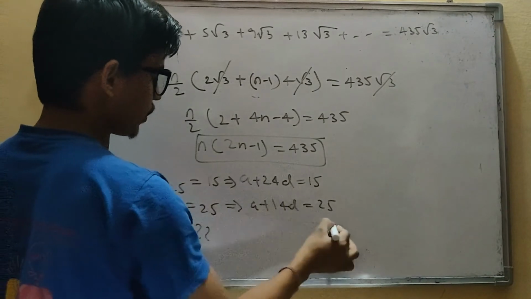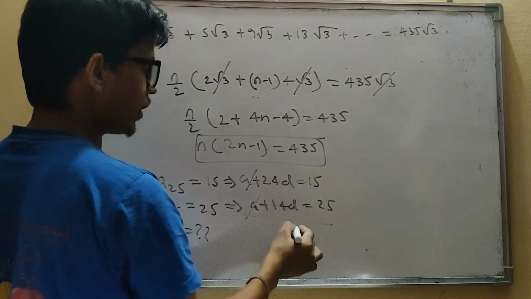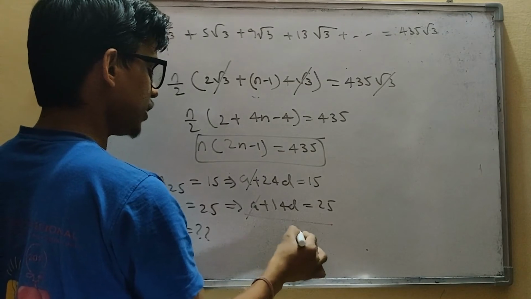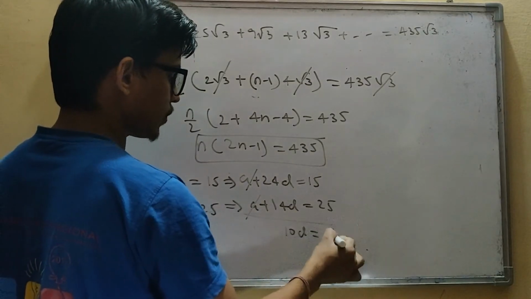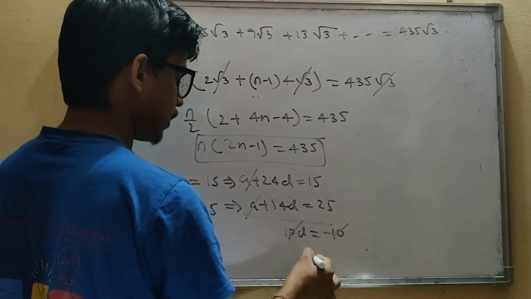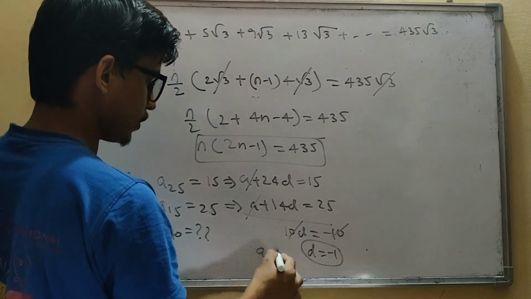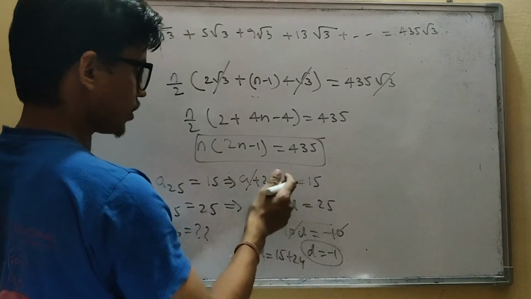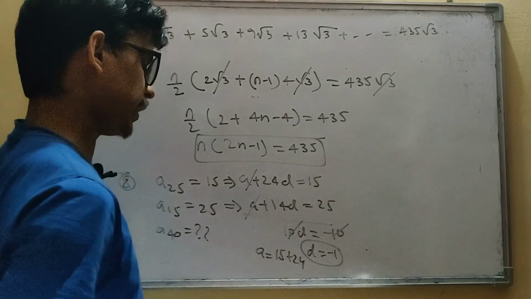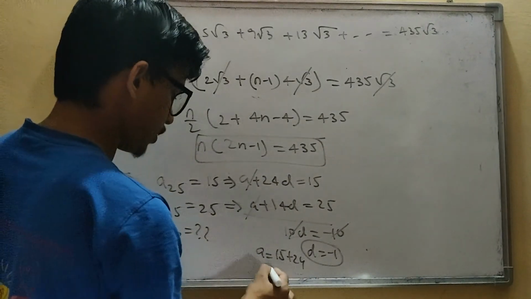So after you subtract them, this will cancel out with this. 24 minus 14 is 10D. So 10D is equal to 15 minus 25, which is minus 10. So this will cancel out and the value of D is minus 1. Just substitute it over here. So the value of A is 15 plus 24, because minus 24 will go there and it will become plus 24. So it is going to be 39.